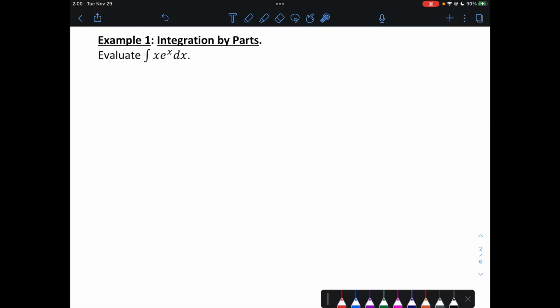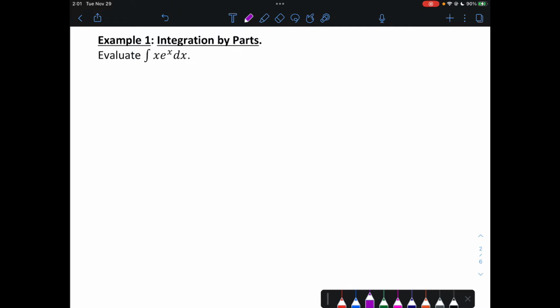Integration by parts. We want to integrate x e to the x dx. So your first thought may be, let's try to substitute for this here. There's nothing we could substitute for that is going to help us out here. We see there are two completely different functions, an algebraic and an exponential. Maybe we can try this by parts.